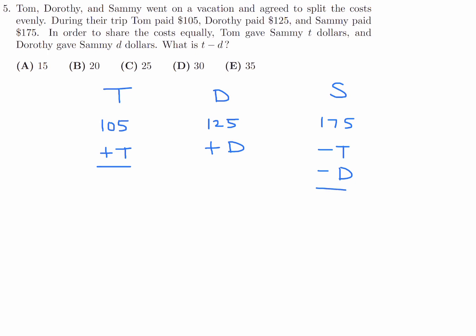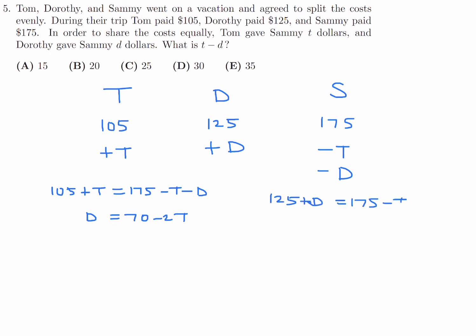This equals this, so that means 105 plus T is equal to 175 minus T minus D, correct? And from this, you can get that D is equal to 70 minus 2T. This equals that, so that means that 125 plus D is equal to 175 minus T minus D. And from this, you will get that 2D is equal to 50 minus T.